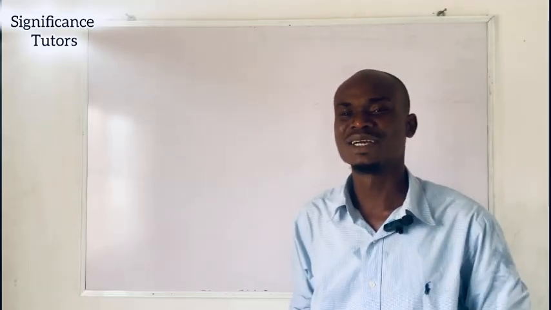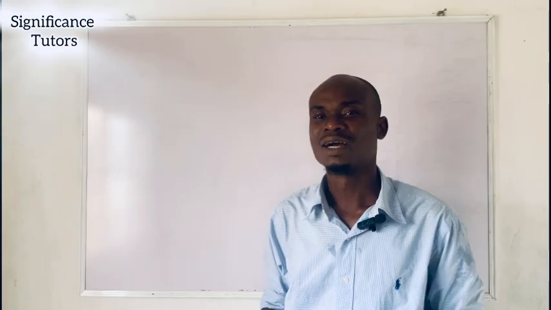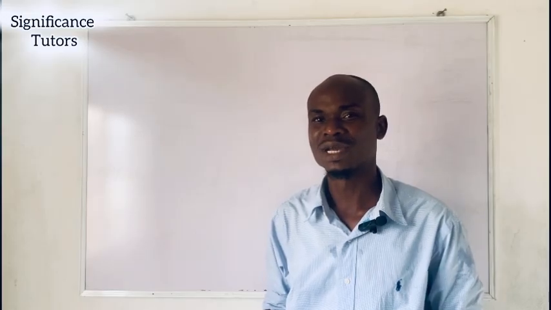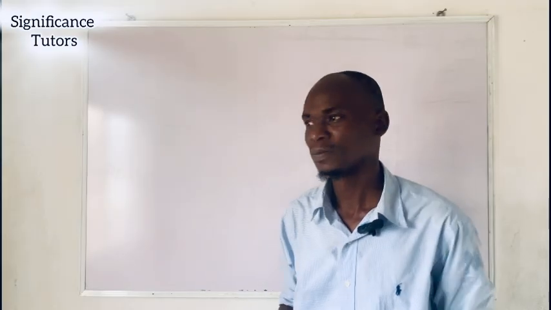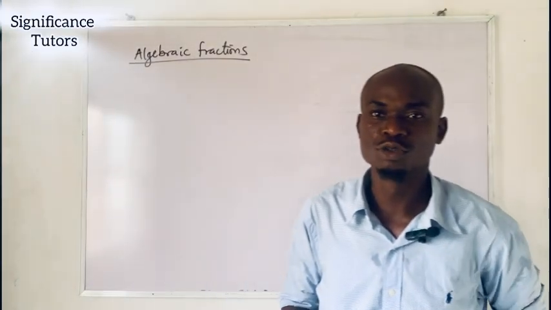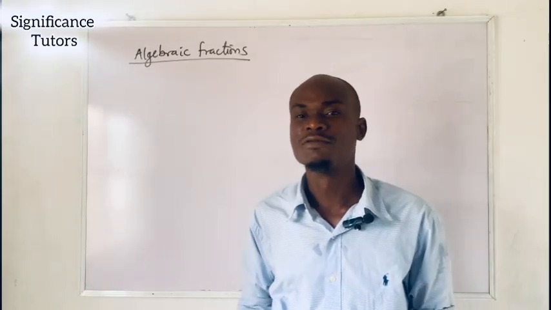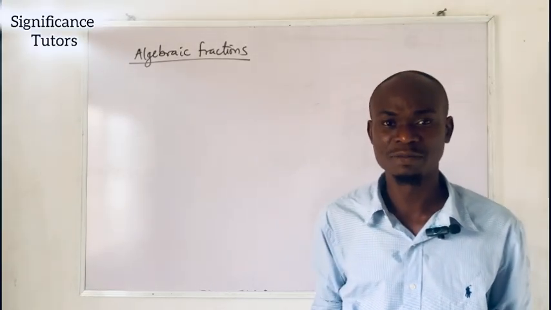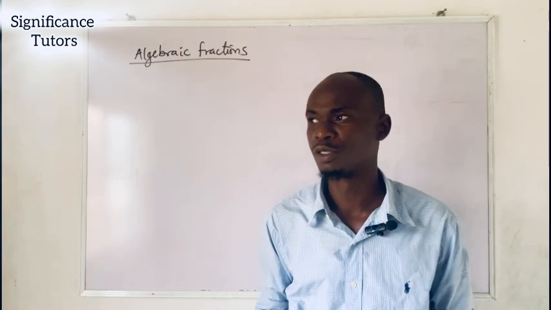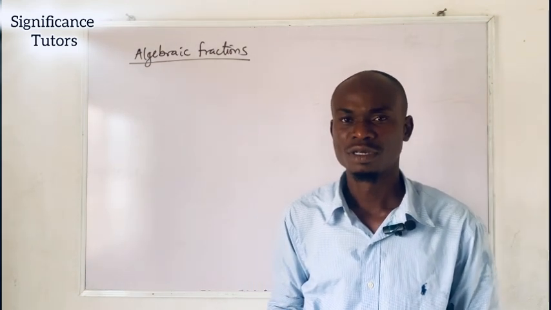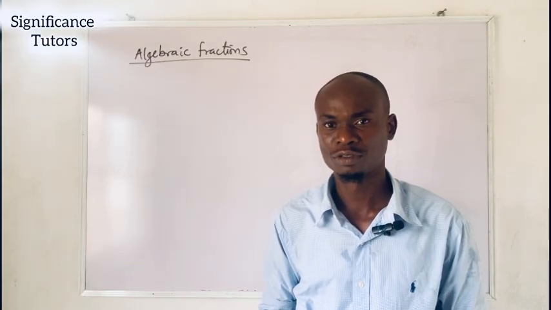Okay, viewers, we are back again with another one. This is going to be a very quick one as well. And what we want to look at is how we can add and subtract algebraic fractions. When we talk about algebraic fractions, we are simply talking about fractions that involve variables. When we say variables, we are referring to alphabets. Greek alphabet, English alphabet, every other alphabet or symbols that are used in mathematics. Okay, we call them variables.